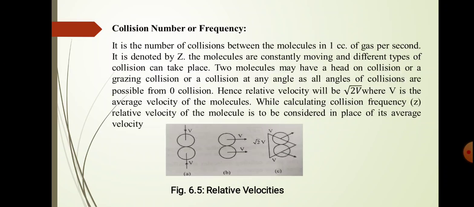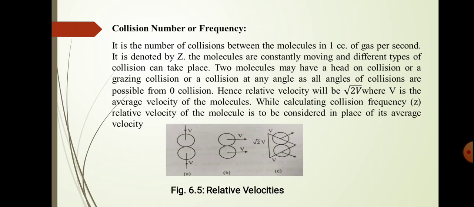Next point is the collision number or frequency. The number of collisions between the molecules in 1 cc of gas per second is called the collision number or collision frequency. It is denoted by capital Z.